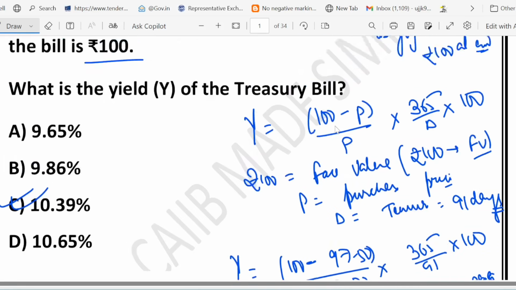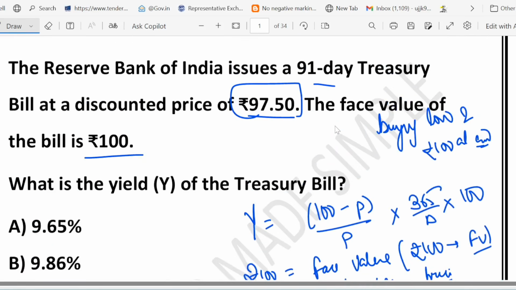What we learn from this question is that treasury bills are short-term loans you give to the government and you buy them at a cheaper rate. Like in this case, you have bought them at 97.50, right? And you will get rupees 100 later. The difference between 100 and 97.50 is your profit.